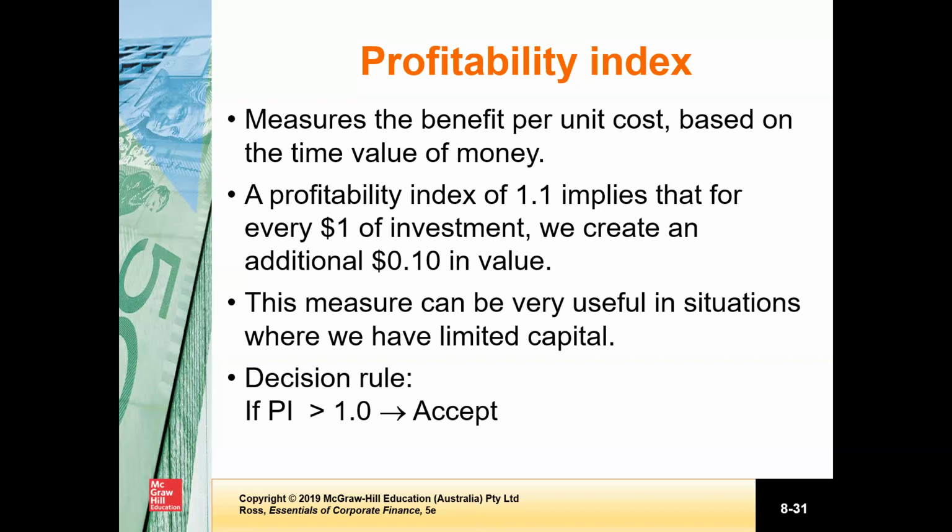Okay, so from this discussion, you understand that the decision rule of profitability index is if profitability index is greater than 1, we accept it, because if profitability index greater than 1 essentially means a positive NPV project. On the other hand, if profitability index is less than 1, we will reject this because a profitability index less than 1 essentially means a negative NPV project. Okay.